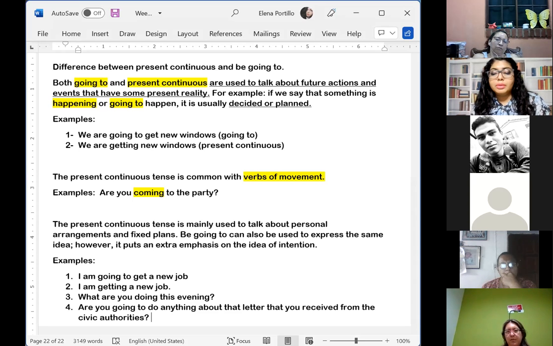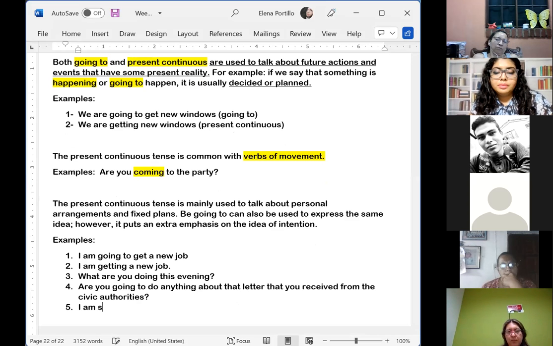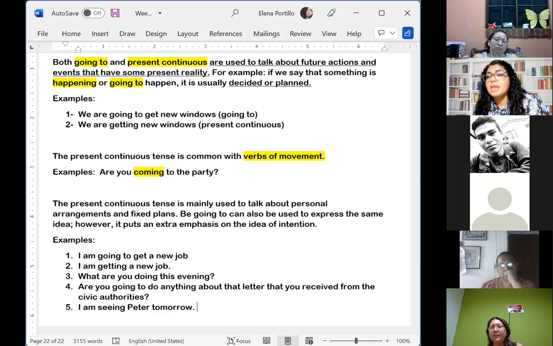We have another two examples that are the last ones. And it says, I am seeing Peter tomorrow. And it says that the emphasis is on the arrangement that already exists. In this case, we are using the present continuous, and it's something that we have done. Esta ya es una situación que ya tiene un arreglo, que ya se planeó desde antes, y es que vamos a ver a Peter mañana. Ya está hecho, ya está arreglado.